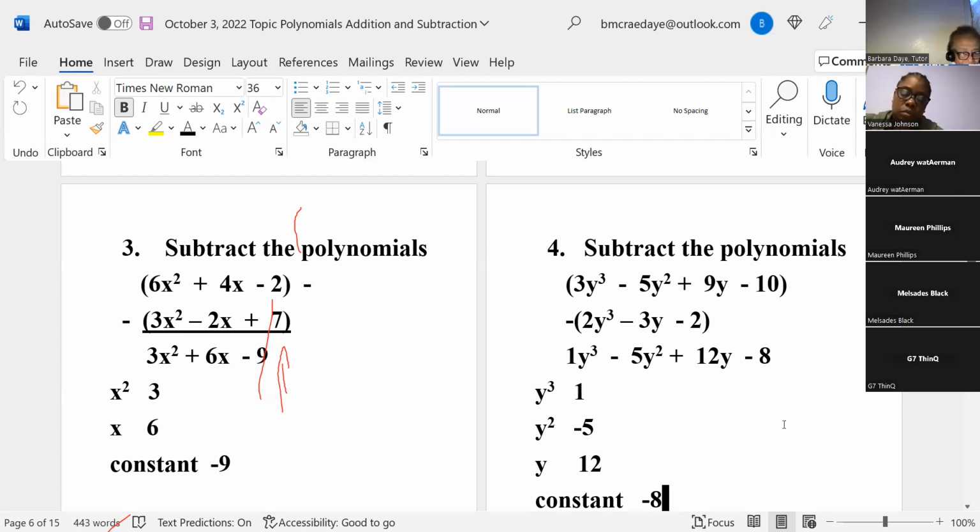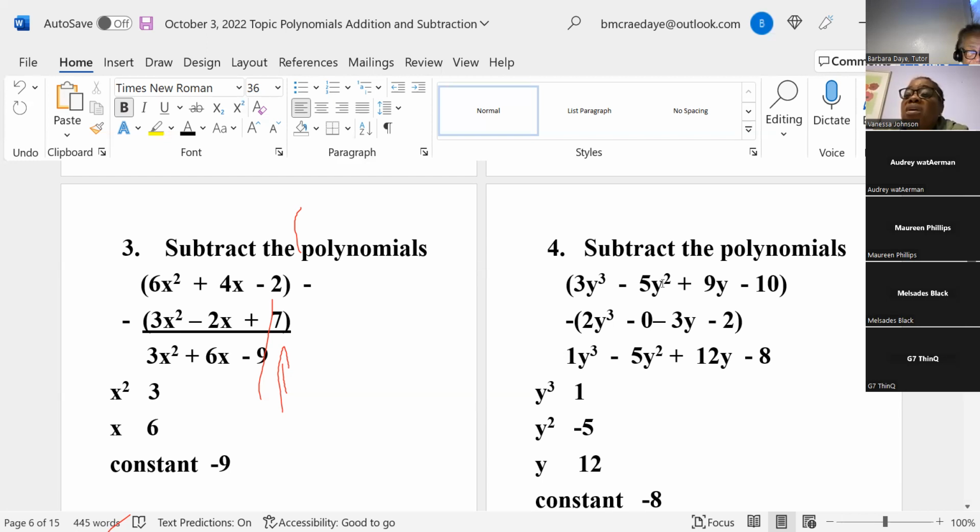Question, miss. I don't know how you get the 5y to the second power. Vanessa, you want to tell her how she got the 5y to the second? She said she didn't know how we got that. Because that's a negative y, right? Yes.